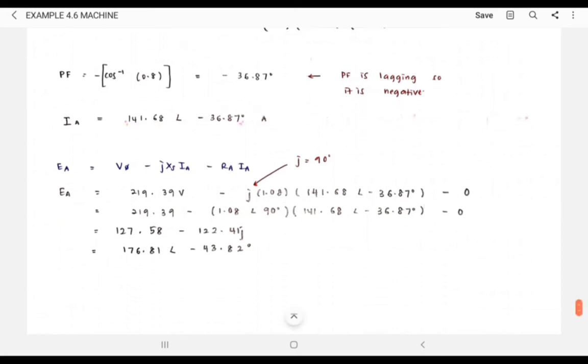Then we will find EA. We will be using this equation, which is EA equals V phase minus jXS IA minus RA IA. For j we will use 90 degree. The answer for EA is 176.81 at negative 43.82 degree.